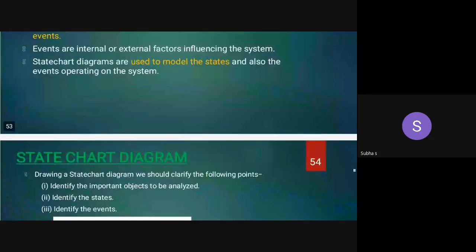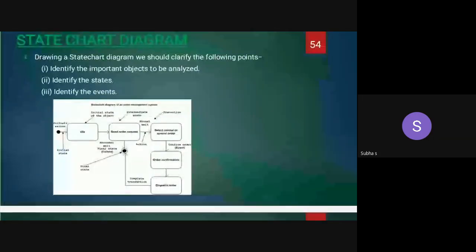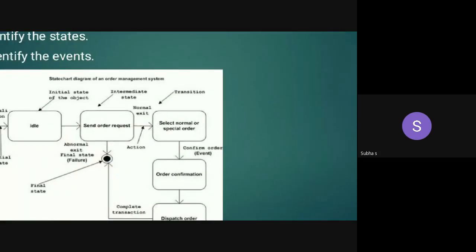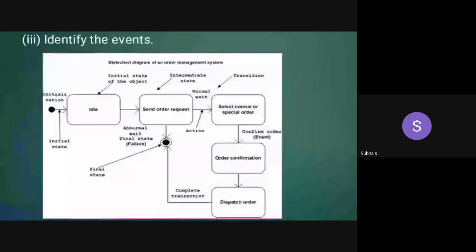Next, for the state chart diagram, we have to identify the points. We have to analyze the states and the events, referring to the scenario. Here, what object is involved in the manipulation? That is the first point: identify the important object to be analyzed. In the diagram, as I told you, it is a flow chart representation, in a single direction only.